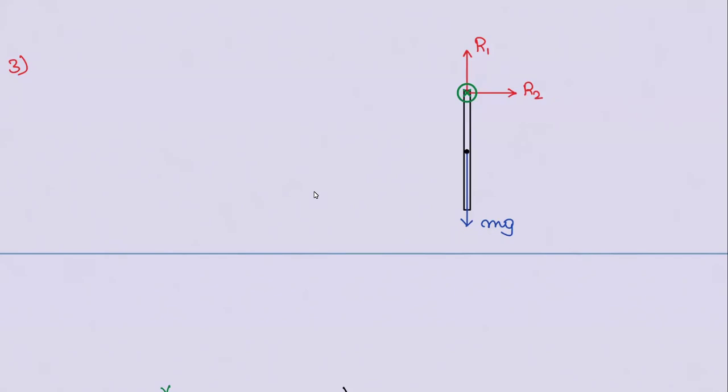Okay, right. Similarly, you can go for the force free body diagram also. I'm going to write the force free body diagram. This is R2. This is R1. And the last one is downward mg.